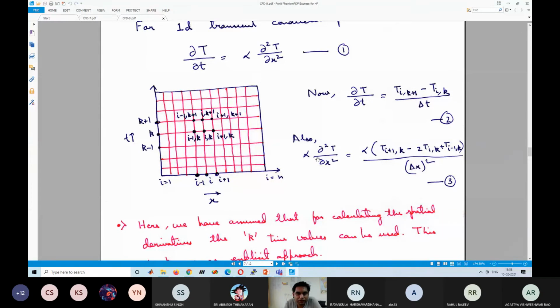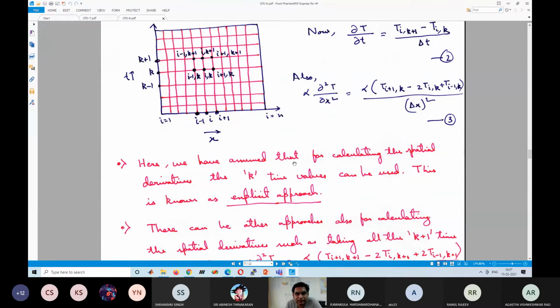So in this case, because I want to show you a simple problem, I have taken all the previous values at 10 seconds, so all the kth values. Why? Because in this case, it is very easy to calculate, as I will show you. And then we will discuss the other cases in the next class. So here we have assumed that for calculating the spatial derivative, the k time values can be used.